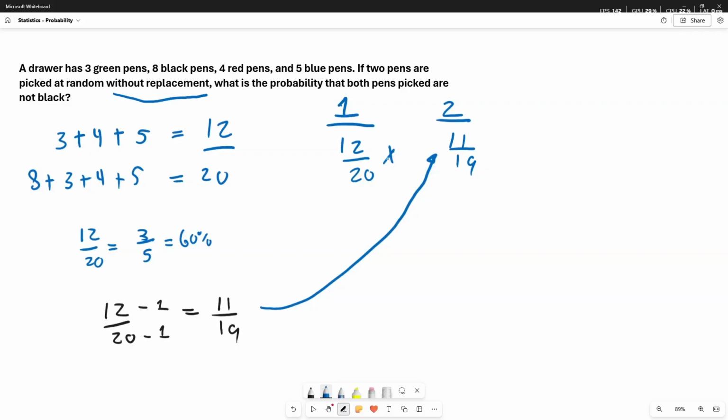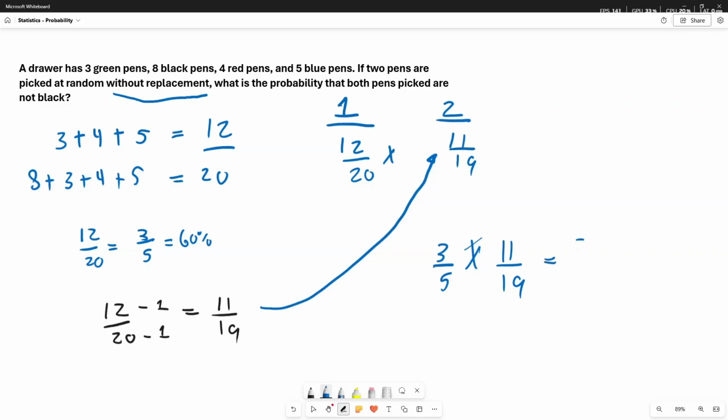When we're multiplying these, we're taking into account the first try and the second try. So let's now simplify this to make this easier. Again, we said that 12 over 20 is 3/5, and we can multiply that with the 11 over 19, as we cannot simplify this further.